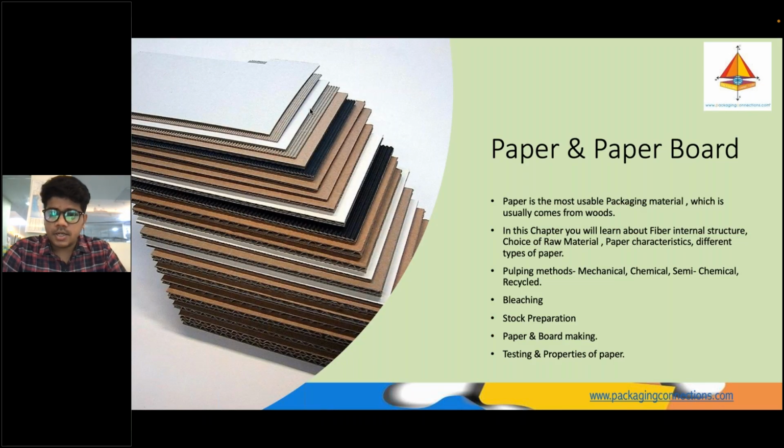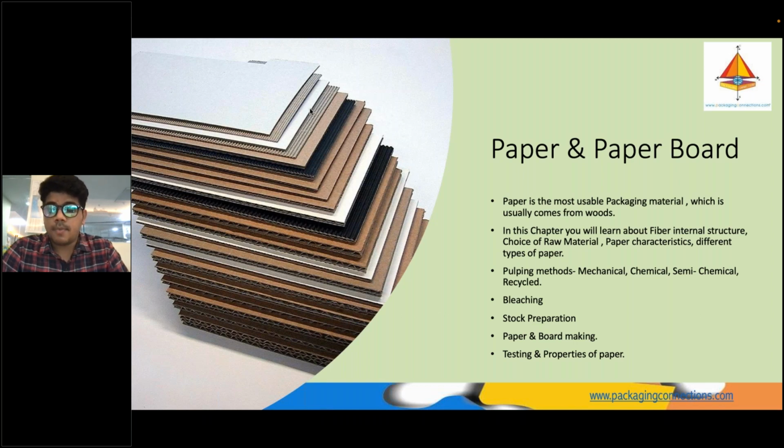And the next chapter is about paper and paperboard. As you all know, paper is the most usable packaging material, which usually comes from wood. So in this chapter, you will learn about the fiber from which the paper is made, its internal structure, and the choice of raw material for the paper, hardwood and softwood, and the paper characteristics, different types of paper.